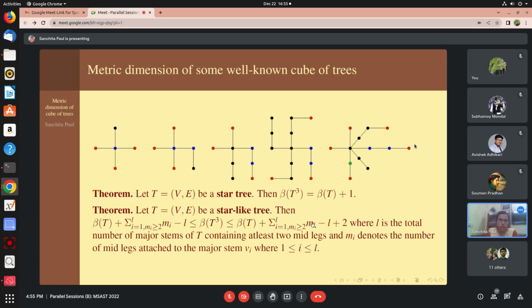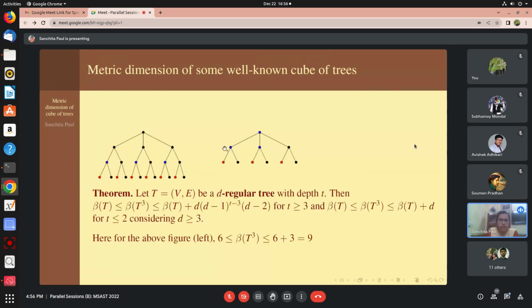So there are many cases that may arise here again, depending on whether the tree contains one mid leg, more than one mid leg, or one long leg, or more than one long leg, or both. All the cases are depicted here. The blue vertices are the extra inserted vertices, and the red vertices denote the metric basis of T, that is, beta T in number.